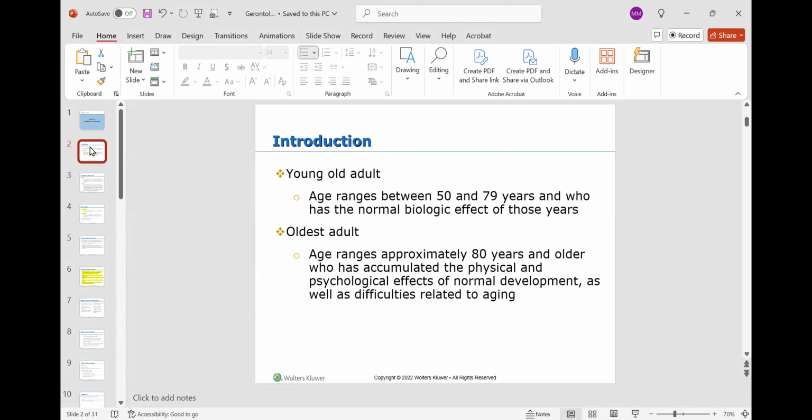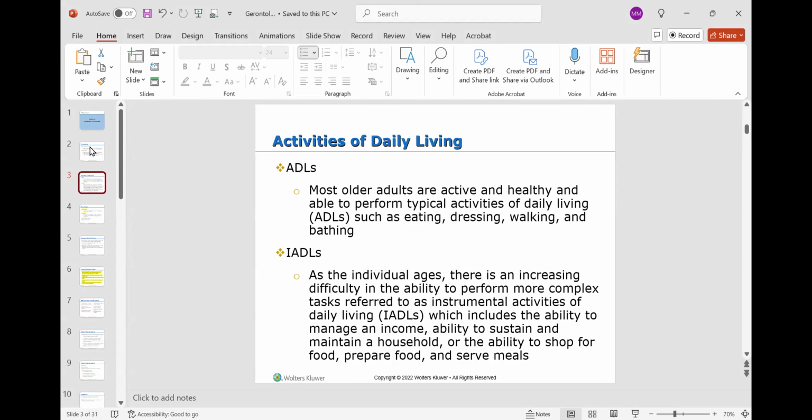Then we have the oldest adult. These are people 80 years and older. And the physical and psychological effects of aging are going to catch up with them. And then some of the difficulties related to those physical and psychological effects of aging. So we'll talk about those.